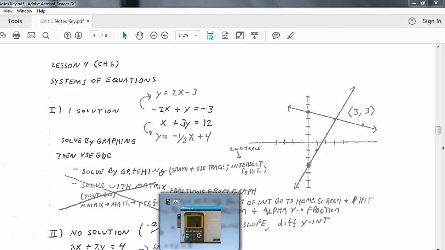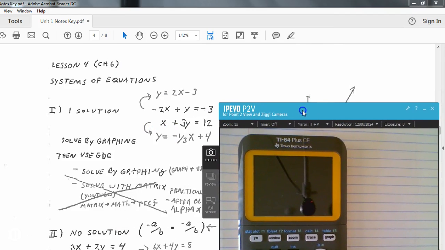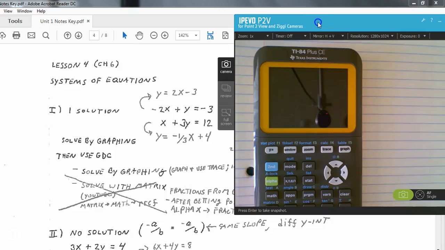So I'm going to kind of go back and forth here between the calculator and the notes. And so I'm going to try to get this all on there at the same time if I can. But we're going to start by graphing this equation.